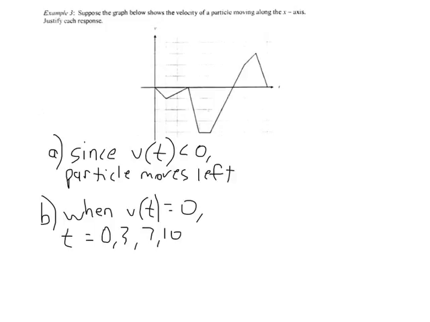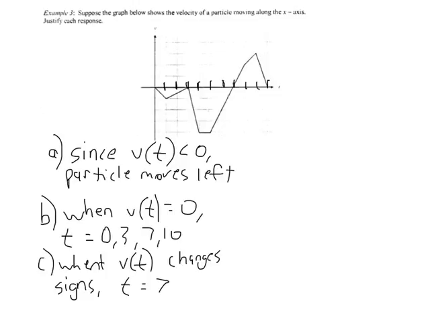Part C says, when does the particle change direction? So that's going to happen when our velocities change signs, when we go from moving left to moving right, or right to left. And as I'm looking through here, that really is only going to happen at just this one point. Right there is where it's changing signs. So it's going to happen at 7, and as I was writing that I realized you guys can't see the tick marks very well, so I've added that in so you can count out the steps a little bit better.